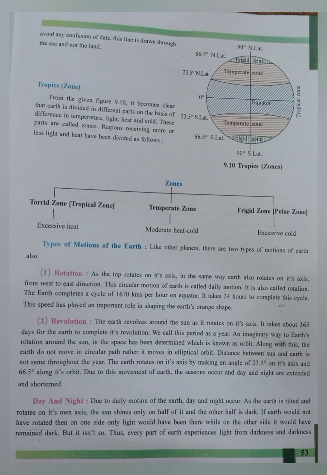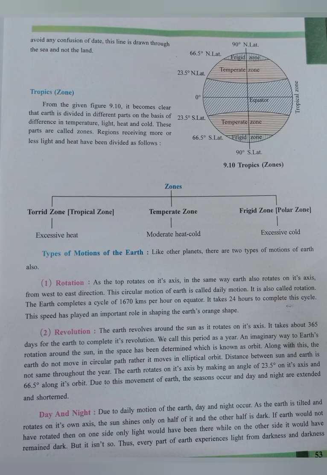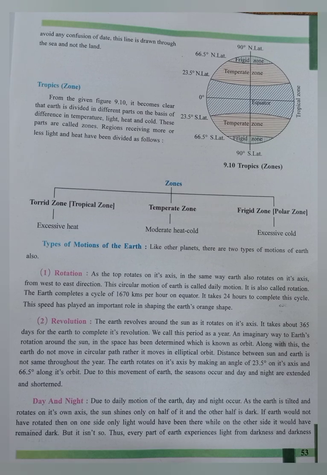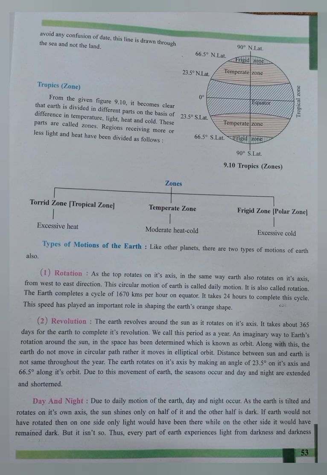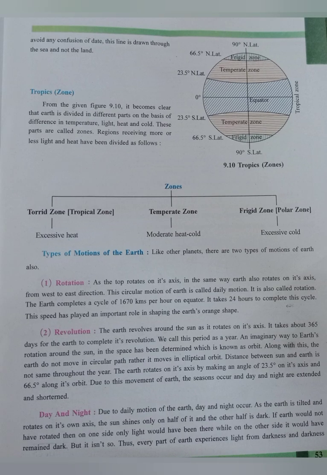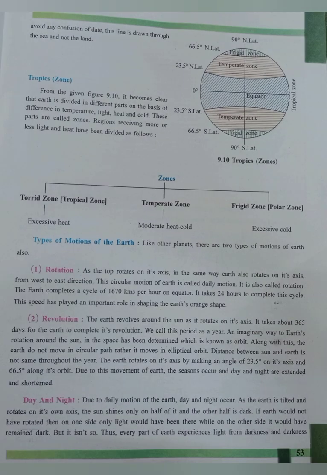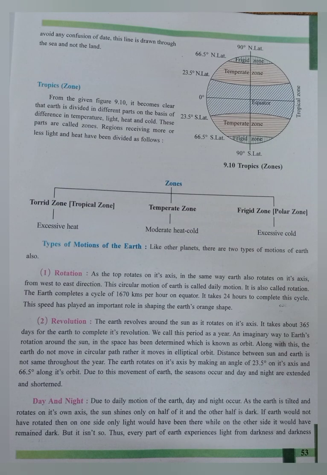Types of motions of the earth. Like other planets, there are two types of motions of earth also. First is rotation. As the top rotates on its axis, in the same way earth also rotates on its axis from west to east direction. This circular motion of earth is called daily motion. It is also called rotation. The earth completes a cycle of 1670 kilometers per hour on equator. It takes 24 hours to complete this cycle. This speed has played an important role in shaping the earth's orange shape.